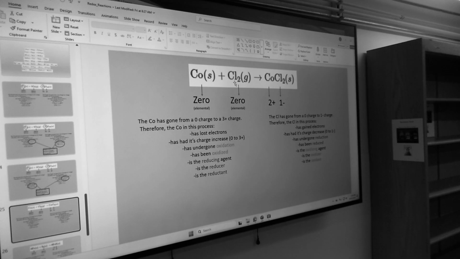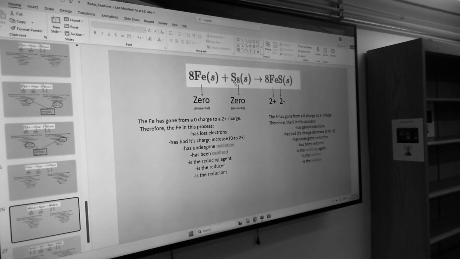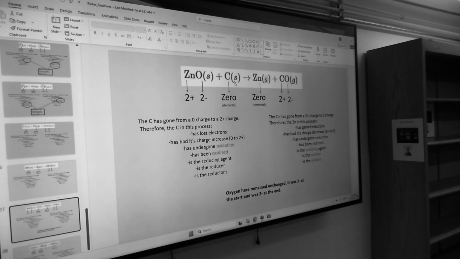And cobalt, it has lost electrons. That means its charge increased from 0 to +2. It has undergone oxidation. It has been oxidized. You can also say it is the reducing agent. It is the reducer. You can also say it is the reductant. See that? That's the heart of redox reactions. You can practice some more of those.